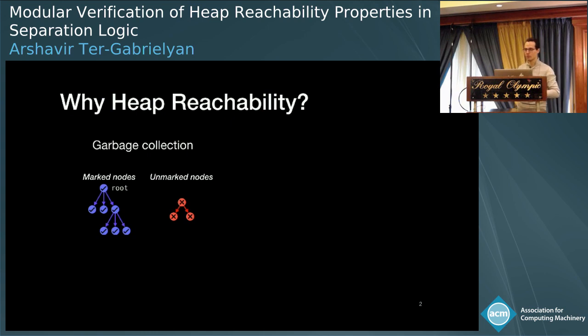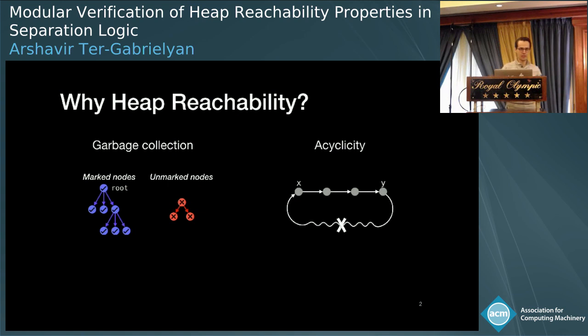Take garbage collection, for instance. A typical garbage collector starts traversing the heap from some root node and marks the nodes that are still in use, to indicate those that can actually be freed afterwards. So in order to specify that a garbage collector behaves correctly, we need to be able to say that all nodes that were reachable from the root node are actually marked, but also that nodes that haven't been reachable from the root node remain unmarked.